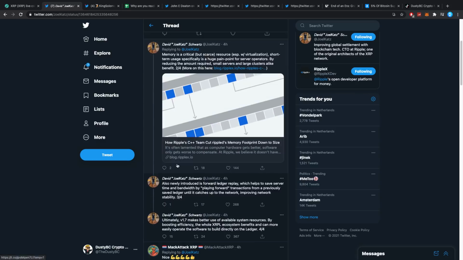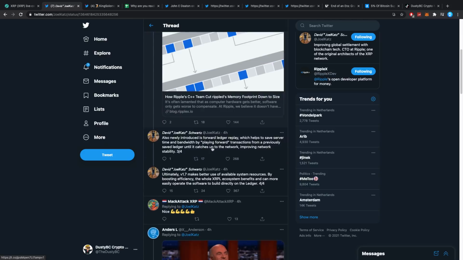You can read a little bit more about the RippleX part right there. You can see how the Ripple C++ team cut rippled's memory footprint down to size. Still, I guess I have to read through it for a little bit to understand it then.